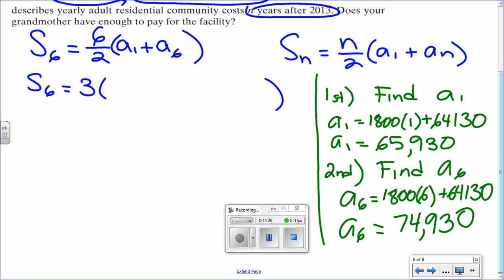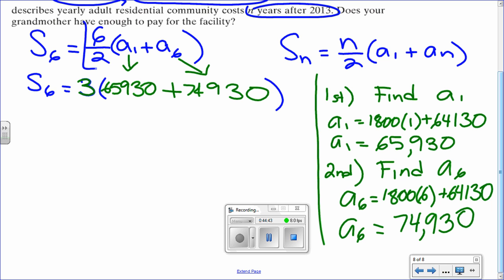Okay, so now we're going to use those over here. For A sub 1, we have that 65,930. For A sub 6, the last one that we're considering, it is 74,930. And why are we multiplying by 3 and not 6? Because you divide the 6 by 2. So we're following that formula, right? N over 2. Okay, and I do not want Andrew to give me that answer. None of the Andrews in this class. So, okay, Ted. 422,580.